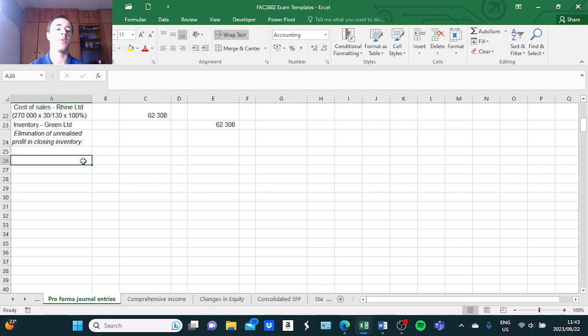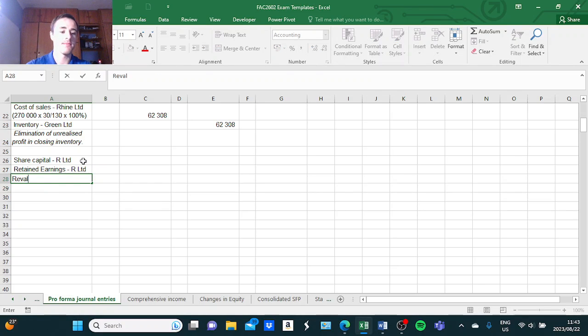Okay, so as I've said, we will debit the equity balances. So we will debit share capital for Ryan Limited. We will debit retained earnings for Ryan Limited. Also revaluation surplus, because we had a revaluation surplus balance at acquisition.